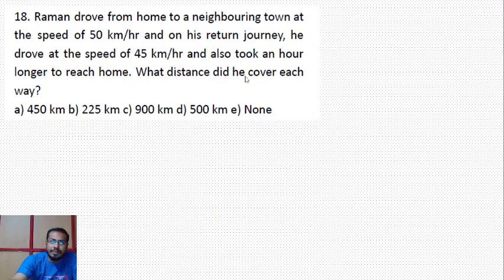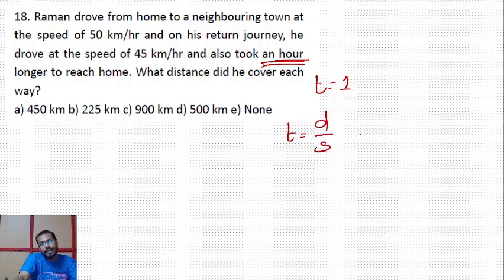Raman drove from home to a neighbor town at the speed of 50 km per hour, and on his return journey he drove at the speed of 45 km per hour and also took an hour longer to reach home. What is the distance he covered each way? So in this question, the trump card is an hour. 1 hour difference, time is equal to 1. Everything is given two times, speed is two times and distance is two times. So time is equal to distance by speed.